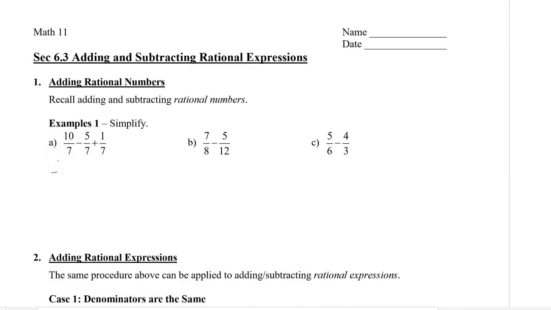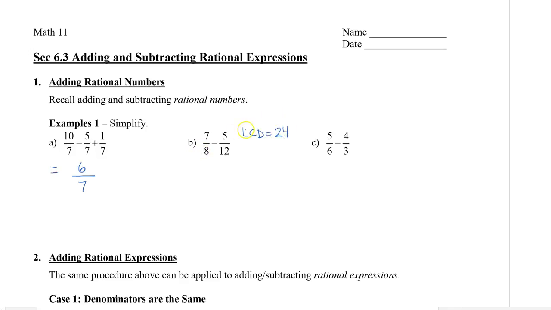So when we do this, we have 10 minus 5 and then plus 1, which is going to equal 6. And remember, the denominator always stays the same. So this will be 6 over 7. In our second one, the denominators are different. So we have to get the lowest common denominator in order for us to be able to subtract these two fractions. So that lowest common denominator here is going to be 24.